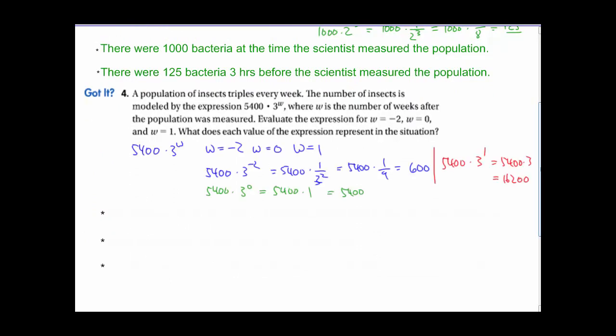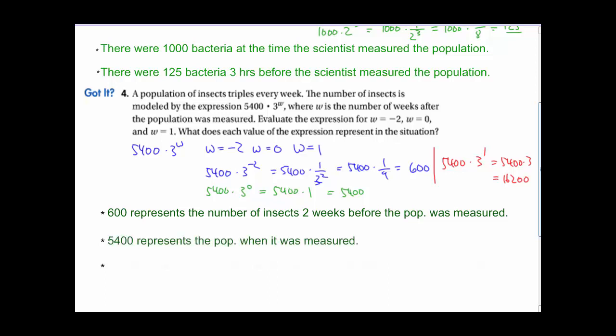All right, welcome back. If you check out the work, we have 5,400 times 3 raised to the W, where W is the number of weeks after that population. So now we're looking at weeks. So when we go negative, remember that means before the population was measured, 2 weeks before the population was measured, you should have had 600 insects. If we go to 0, that's actually right when we measured them. So we had the 5,400. So 5,400 represents the population when it was measured. And the last one, 1 week after, we have 16,200 insects. 1 week after it's measured.